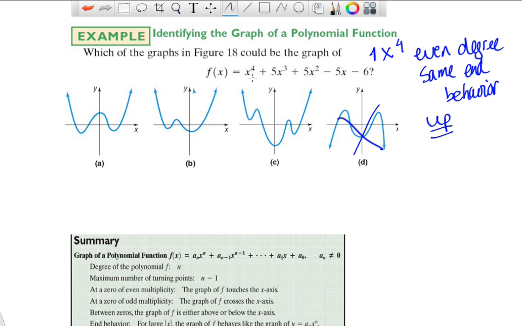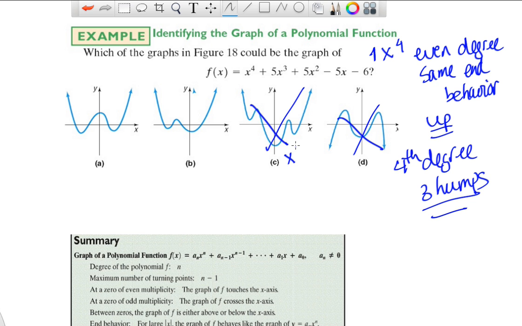Well, it's an x to the 4th, so Sally loses a hump, so it could have at most 3 humps. Okay, an x to the 4th, 4th degree. So I'm looking for 3 humps. 1, 2, 3, 4, 5. It cannot be this one.